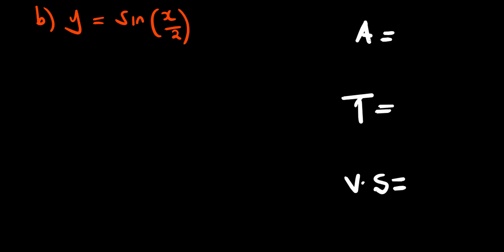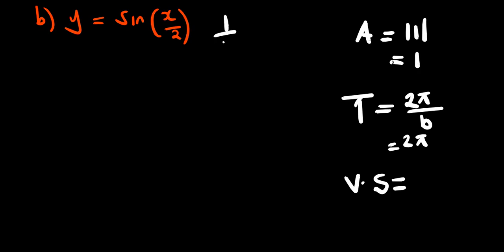Now, what is our amplitude in this case? The coefficient of the function is just a 1. So the absolute value of 1 is just a 1. Then when I come to T, or the period, like we said, it is 2 pi over b, where b is the coefficient of x. The x over 2 can also be written as 1 over 2 multiplied by x, right? So the coefficient of x will be 1 over 2, or half.